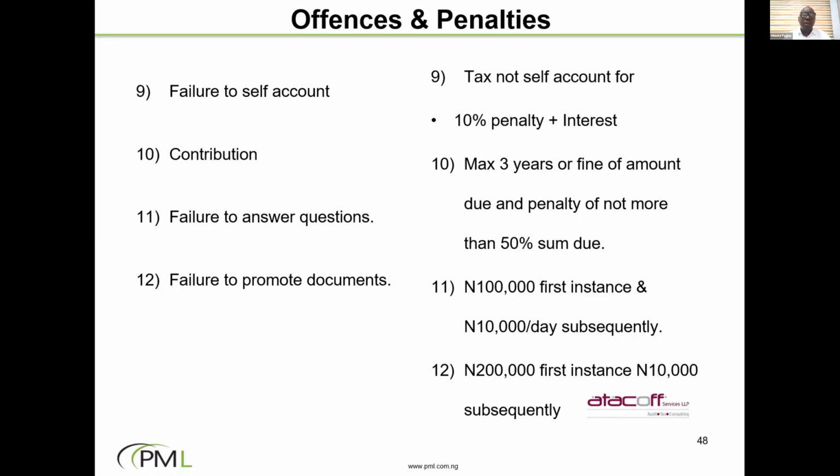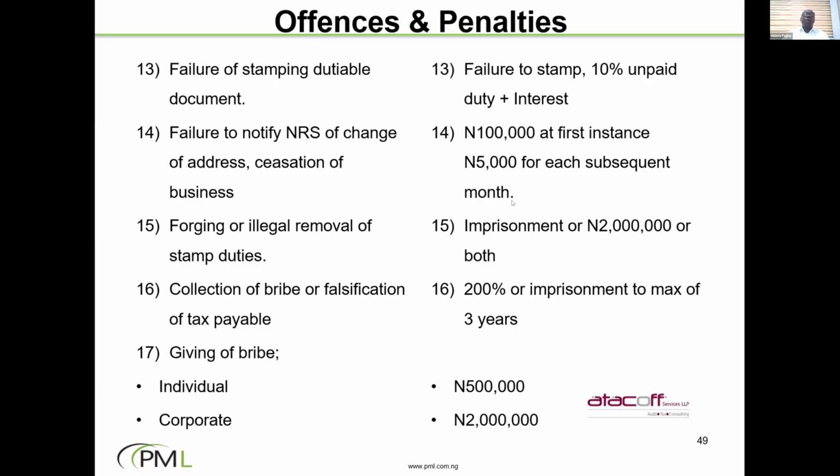Failure to provide documents: the penalty is 200,000 naira at the first instance and 10,000 naira subsequently. If you do not stamp any document that is supposed to attract stamping, the penalty is 10% of the unpaid duty plus interest.